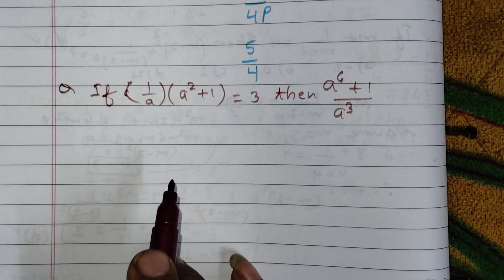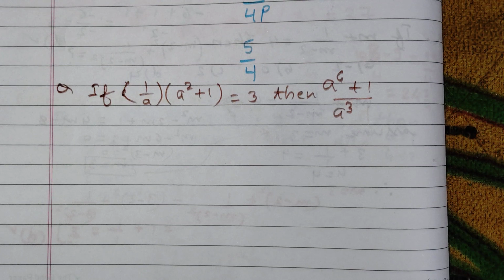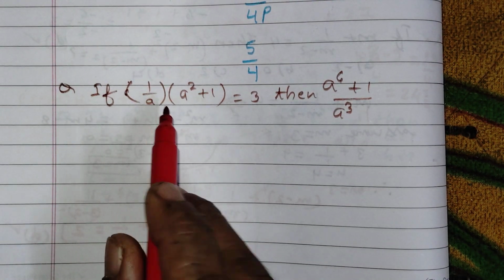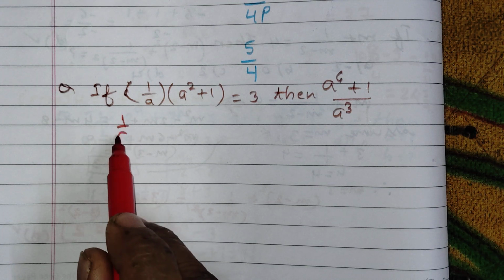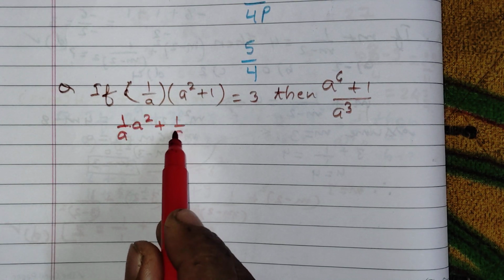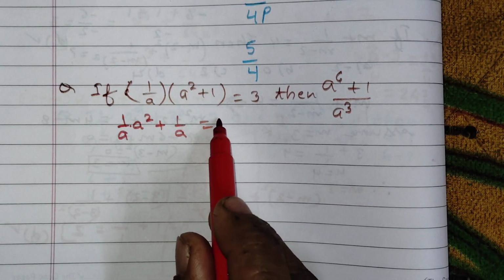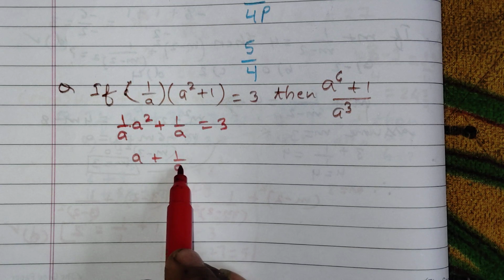So in this question, we multiply this bracket inside using the distributive property. So 1 upon a into a square plus 1 upon a into 1, that means 1 upon a equal to 3. A square upon a, we get a plus 1 upon a equal to 3.